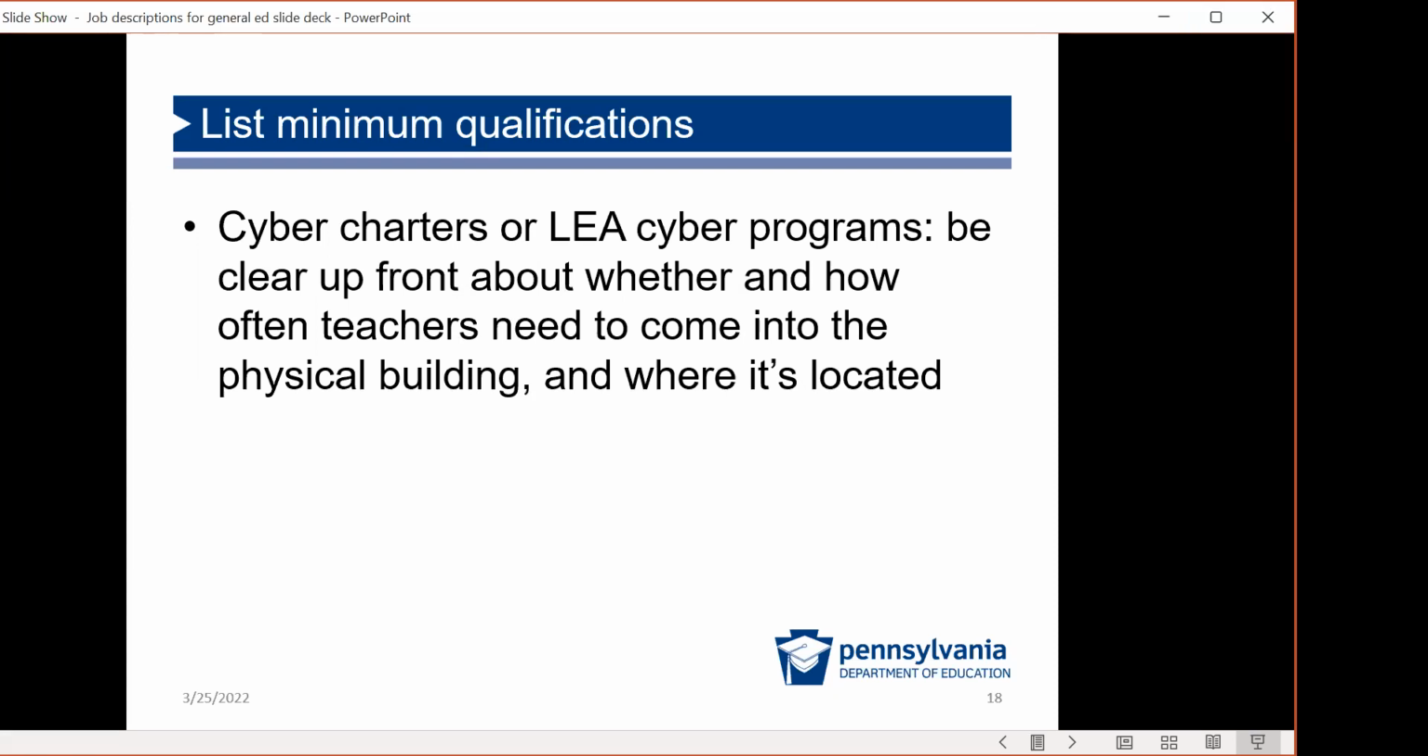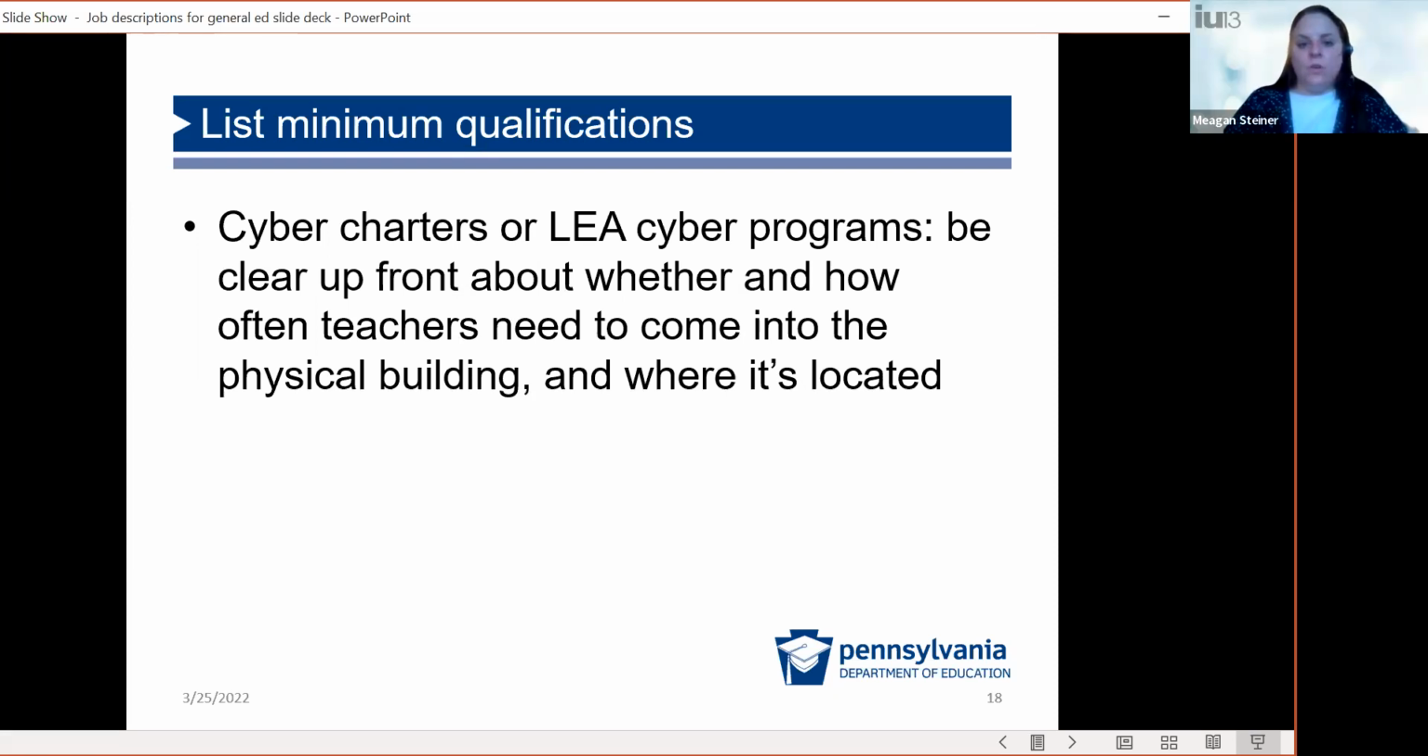So the next is also, if you're a cyber charter or an LEA virtual program, be clear upfront about whether and how often teachers need to come in to the physical building, if they do need to do so, and where it's located, just so they have an idea of the logistical geographics of who can apply.